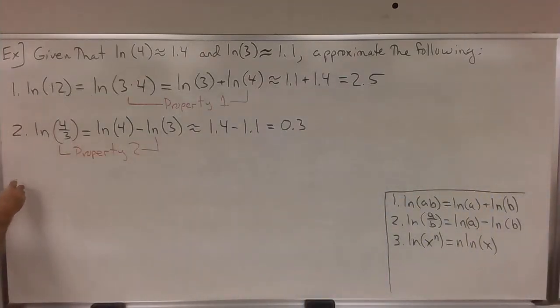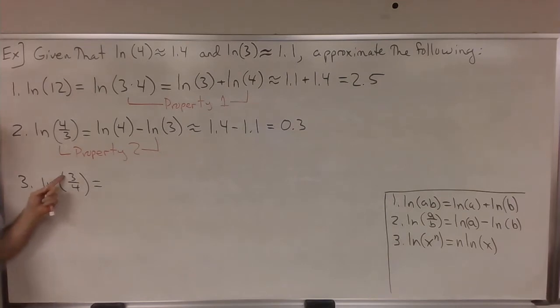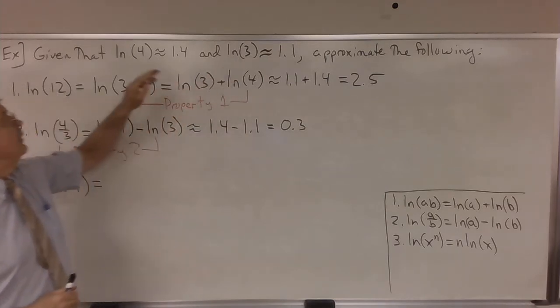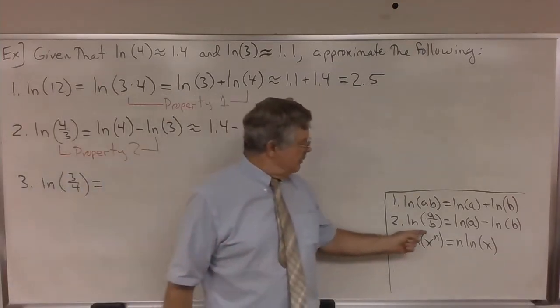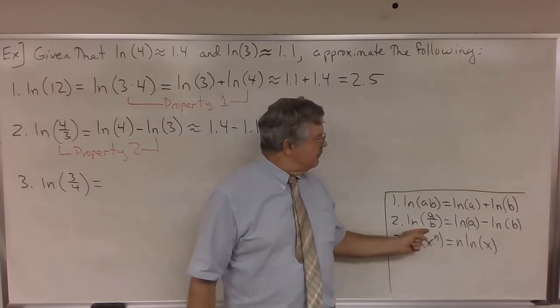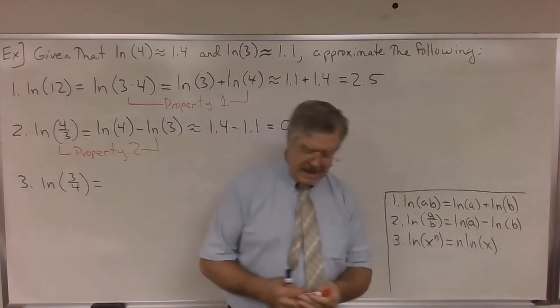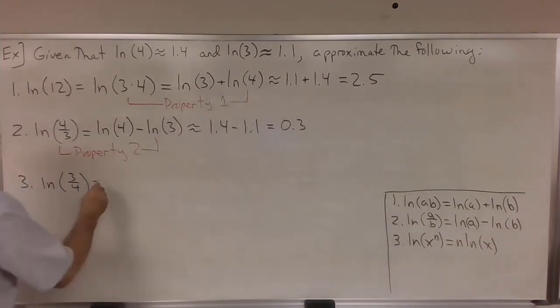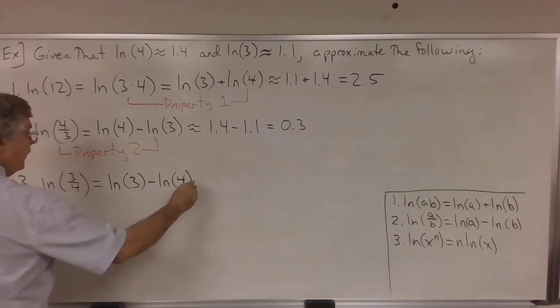Now, the next one, natural logarithm of 3/4. This is written in terms of things we know already. We know the logarithm of 3. We know the natural logarithm of 4. And we have the logarithm of a quotient. So again, we're going to use property number 2, which tells us that the logarithm of a quotient equals the difference of the natural logs. So natural log of 3 minus the natural log of 4.